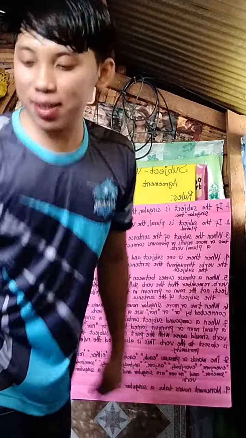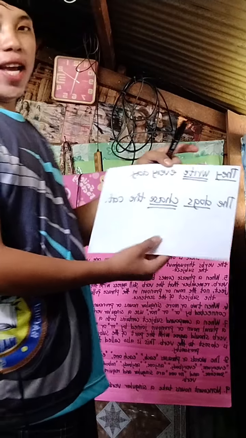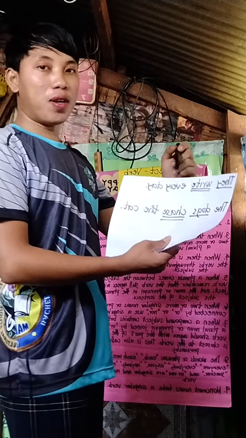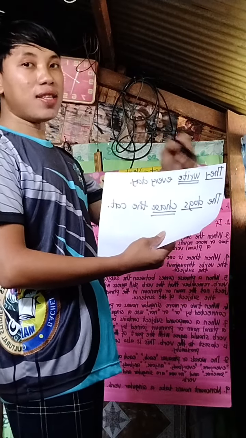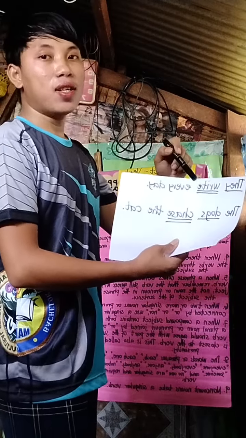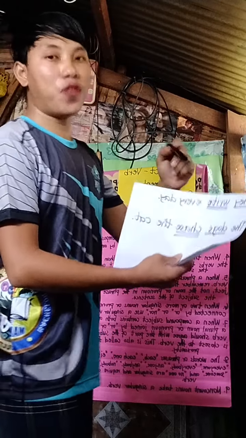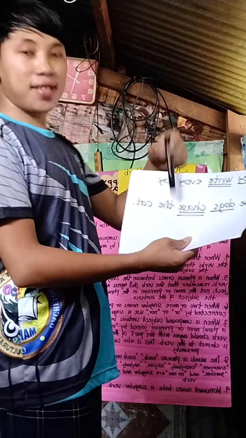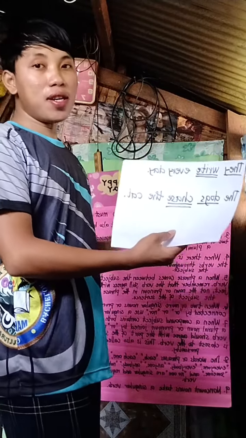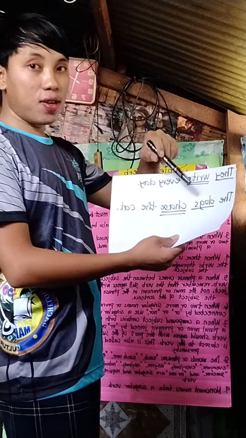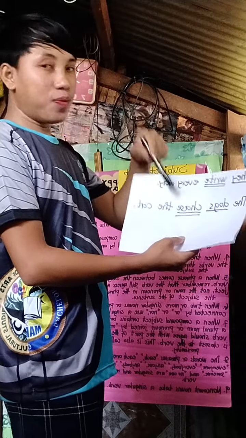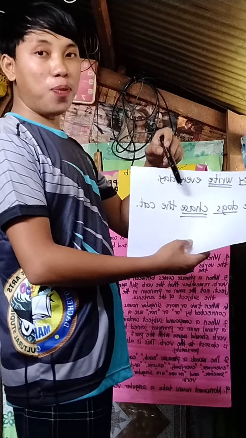Our second rule is, if the subject is plural, the verb must also be plural. So, take a look at the example. They write every day. They is our subject and write is our verb. They is a plural subject and write is a plural verb. So the second example is, the dogs chase the cat. So our subject, dogs, is plural, and chase, our verb, is plural.